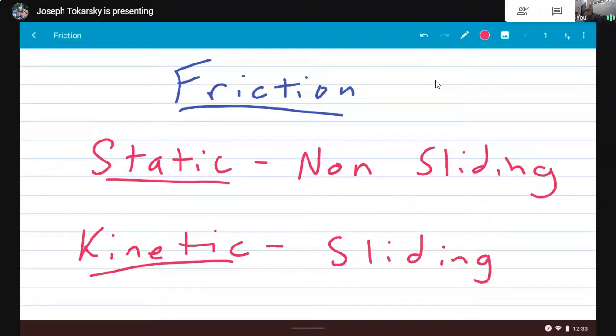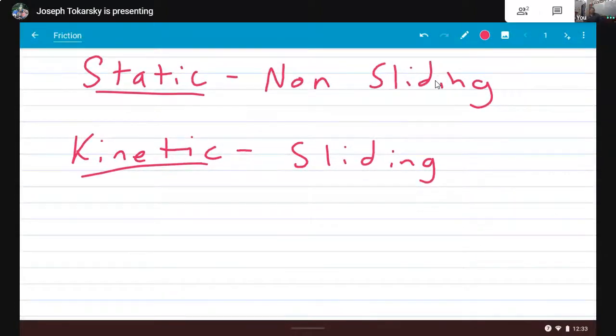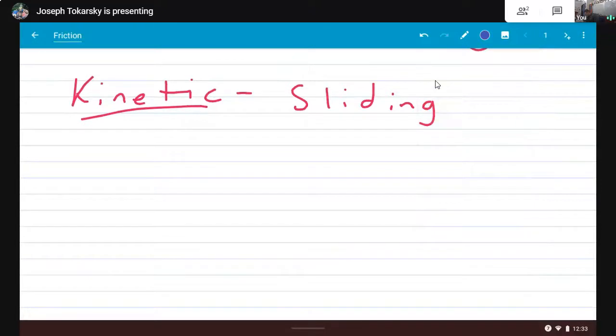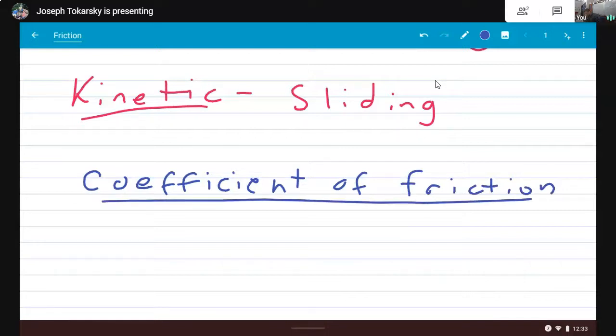Whether we're talking about static or kinetic friction, what makes up both of these kinds of friction, what makes it bigger or smaller, the amount of it, depends on two factors. And one of those two factors is called the coefficient of friction. And we often symbolize the coefficient of friction as something that looks kind of like a cursive U, but actually that's a Greek letter mu, and it represents the coefficient of friction.